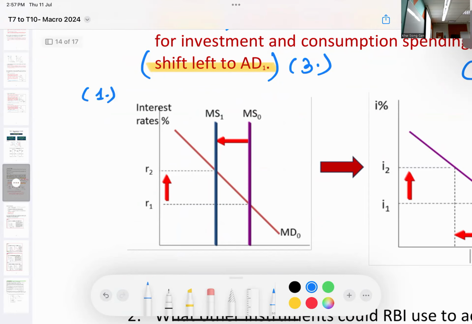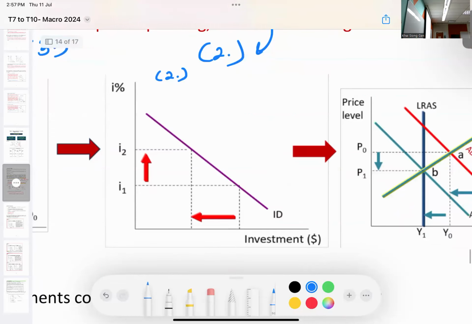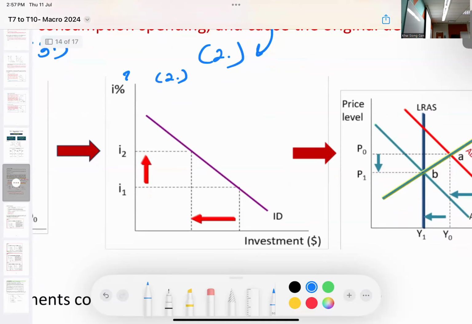Now the second diagram, which we haven't learned yet, is the investment curve. This curve shows the relationship of interest rate on the y-axis and investment on the x-axis. So the interest rate will influence the level of investment. Let's say initially it's at point A over here, with this lower interest rate, I1, and this amount of investment.